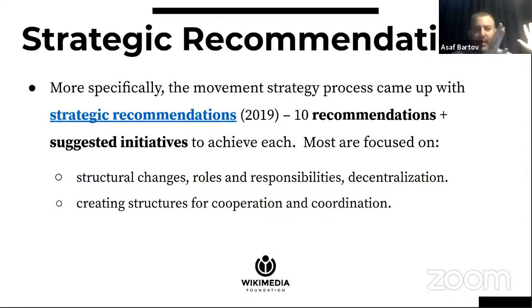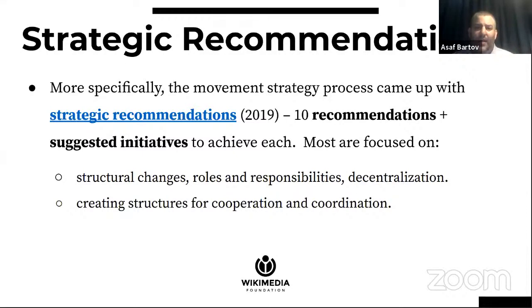So the recommendation is to do this, and that means these three or four or seven initiatives, like these specific steps would get us to achieve this recommendation. And most of those recommendations were focused on roles and responsibilities, on changing the overall structure of the movement, who does what, who is related to whom in what role, and broadly to decentralize and share power. That came out loud and clear from a lot of the consultations and conversations and brainstorming and working groups that came up with these recommendations.